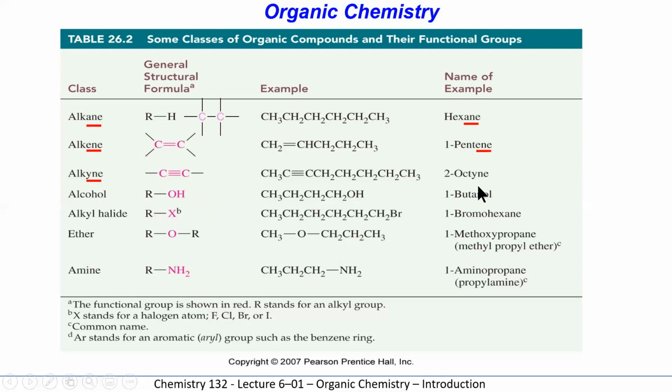And this particular example is called 2-octyne. Again, the oct means 8 carbons in the chain. The 2 means the triple bond occurs between the second and the third carbon.